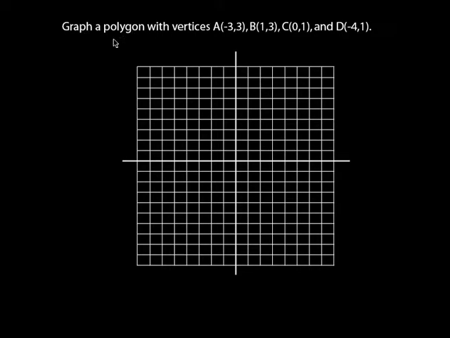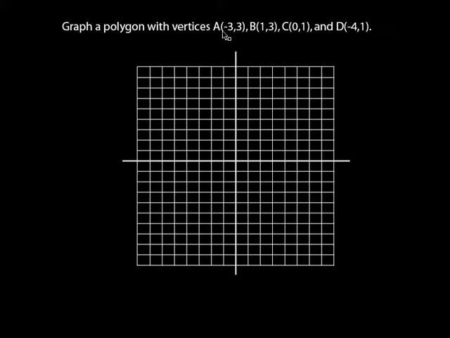Okay, it says graph a polygon. A polygon is just basically a shape. Think of that, just a shape with all straight sides. No curves or anything. Graph a polygon with vertices. Vertices is plural for a vertex. So if I had like a square, the points where those lines come together would be a vertex. So graph a polygon with these vertices.